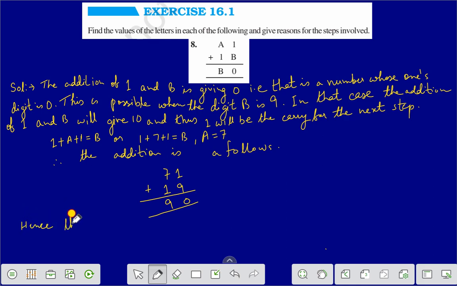Hence the values of A and B are 7 and 9 respectively.